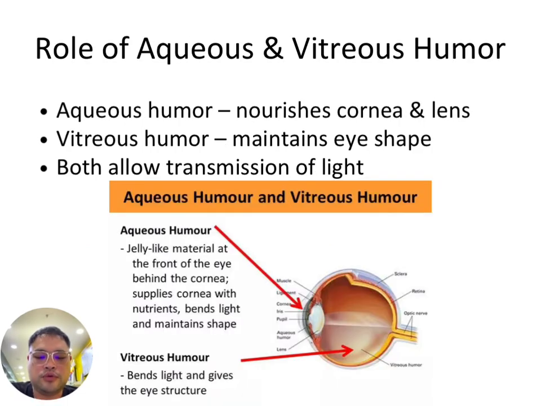We also have two clear fluids that light passes through, the aqueous humor and the vitreous humor. The aqueous humor nourishes the cornea and lens and maintains pressure in the front part of the eyes. The vitreous humor, which is more gel-like, fills the back part of the eyes and helps maintain its round shape. Both are transparent, so light can pass through easily to reach the retina.